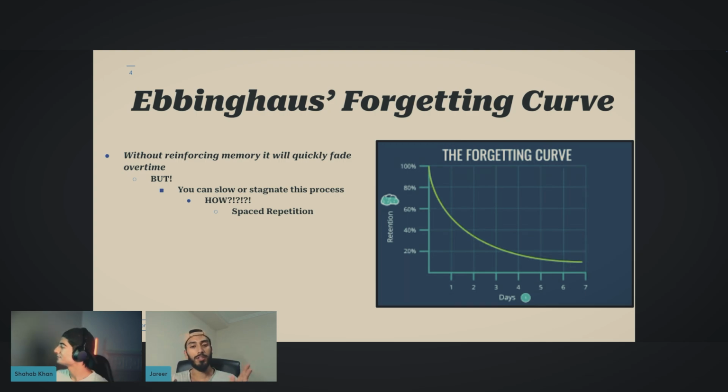The curve, as far as I know, it flattens with each repetition. Is that correct? Exactly. So how you slow this process is actually spaced repetition, as Jarir said. As we alluded to previously, let's say you look over information 2 days later, or let's say 3 days later. Then the curve is going to stagnate. Then you're going to review the information 7 days later, and the curve will plateau or flatten out. So then you'll remember the information for a longer period of time.